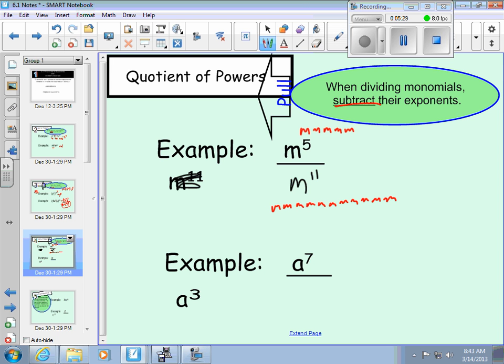So if we cancel out, we could cancel out 5 up here with 1, 2, 3, 4, 5 down here. How many does that leave? 1, 2, 3, 4, 5, 6. So the answer there is 6 m's left over.